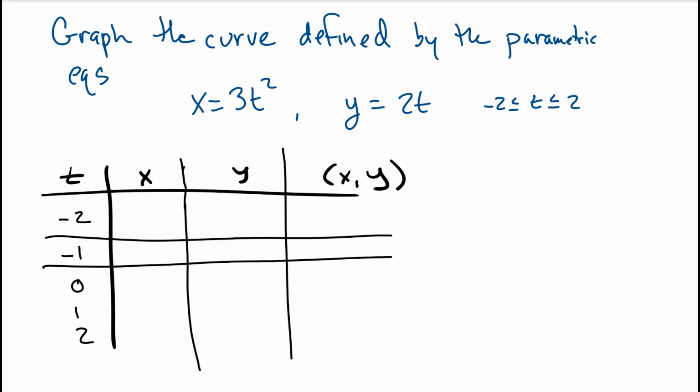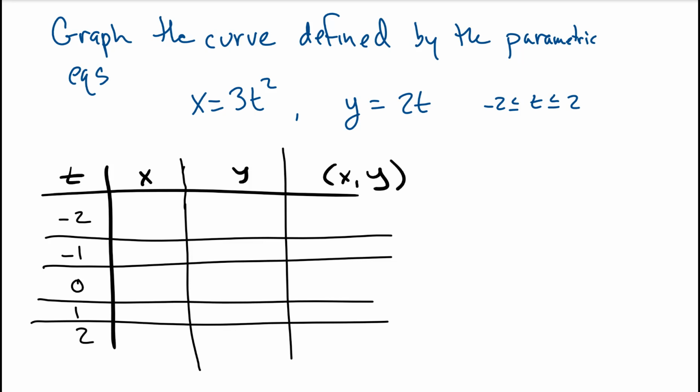So when we have -2 plugged in right up here, -2 into 3t squared, what's that going to become? -2 squared is 4. 4 times 3 is a big 12. So let's pop in a 12. And then when we take our -2 and pop it into 2t, that's going to be -4. Hence our x, y is going to be 12 comma -4.